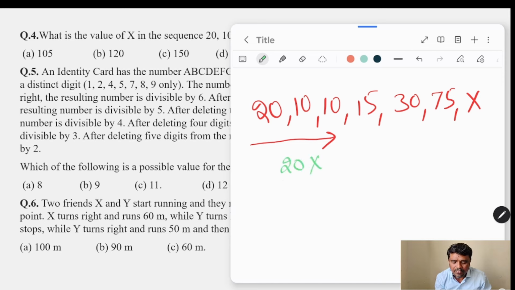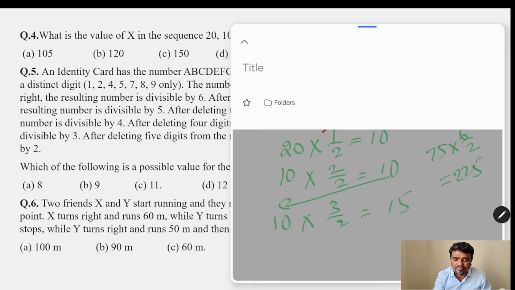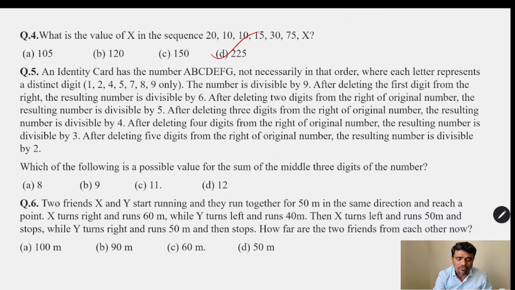See, 20 into 1 by 2 equals 10. This 10 into 2 by 2 equals 10. This 10 into 3 by 2 equals 15. Do you observe the pattern? 1 by 2, 2 by 2, 3 by 2, 4 by 2, 5 by 2. Then your answer is 75 into 6 by 2, which is equal to 225. That's the answer. 225 is the answer.